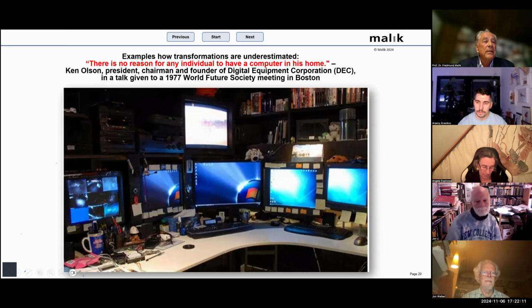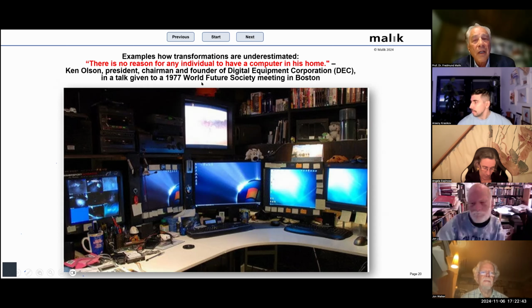And then a little bit nearer, at least to my time, examples of how transformations are underestimated. There is no reason for any individual to have a computer in his home. Who said that? It was Ken Olsen, president, chairman, and founder of Digital Equipment Corporation, DEC, in a talk given at the 1977 World Future Society meeting in Boston.